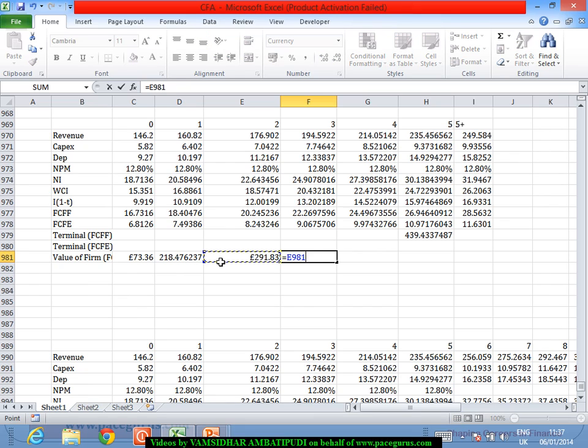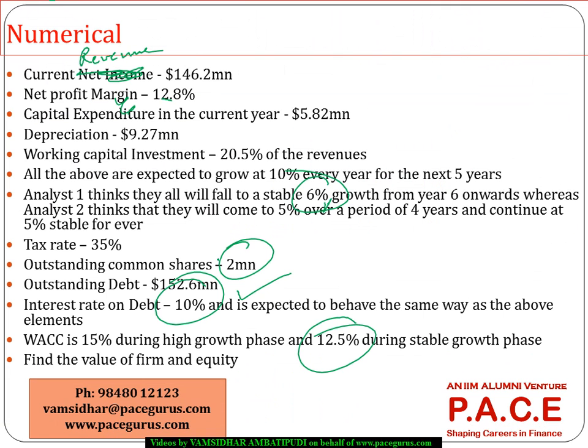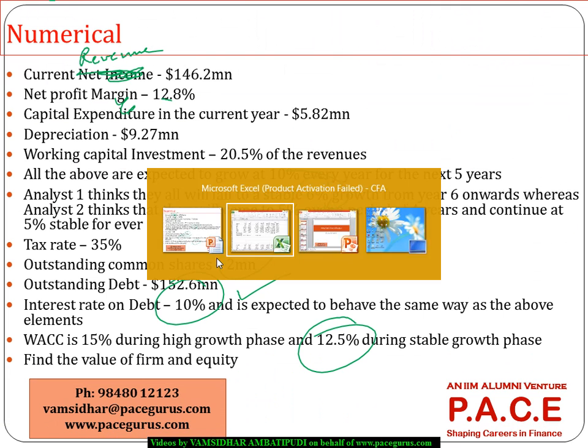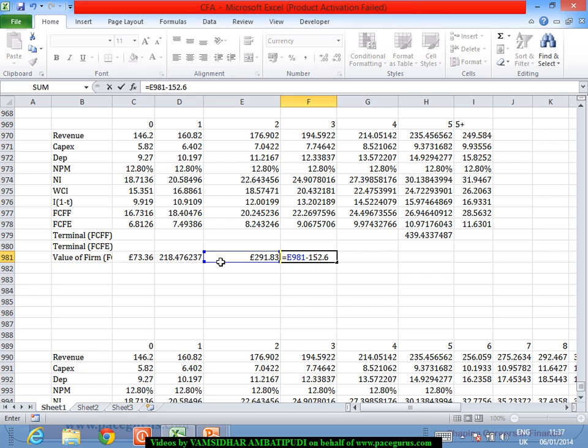So from this I remove the value of debt. What is the debt here? 152.6 million is the value of debt. I remove the value of debt. This is what will be the value of equity, and I divide it by the number of shares, it gives me the value of equity per share. This should be the value of the share if I am going with the FCFF kind of an approach. So the share price should be somewhere around 69.62 going with the FCFF kind of an approach.